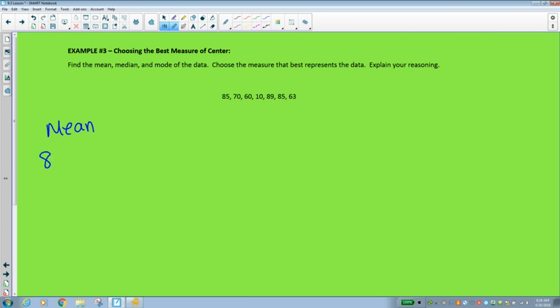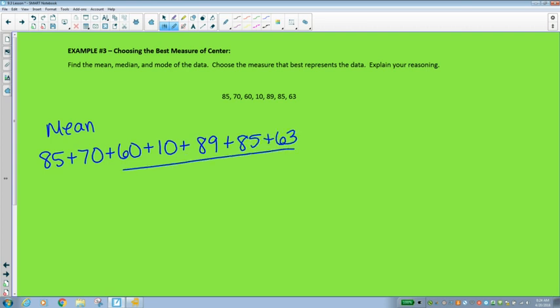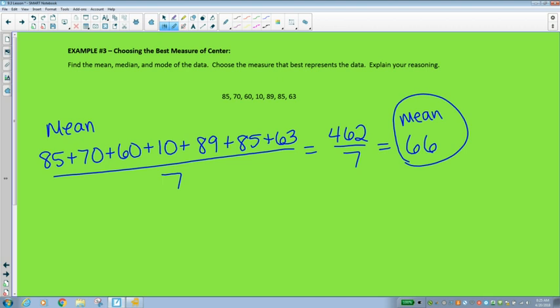So I'm going to go ahead and write 85 plus 70 plus 60 plus 10 plus 89 plus 85 plus 63. And then I'm going to take all those values, which I have 7 values there. I'm going to divide by 7 because that's how many values I have. Okay. So to do this, I add those 7 numbers up, and I get 462 over 7. And then I'm just going to go ahead and divide 462 by 7, and I get 66. So the mean is 66. And I'm going to circle that because that's one of the numbers they asked me to use. So the average of this data set is 66.